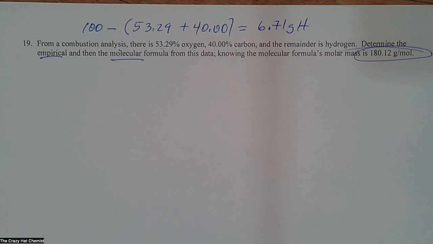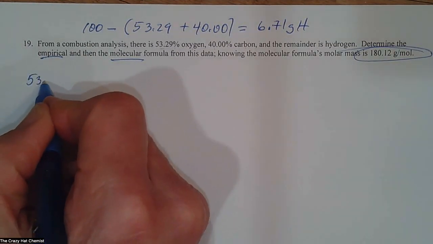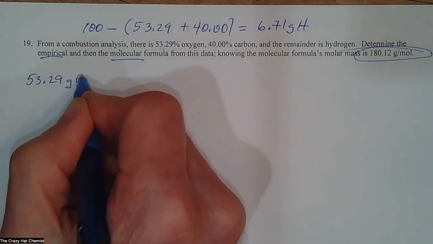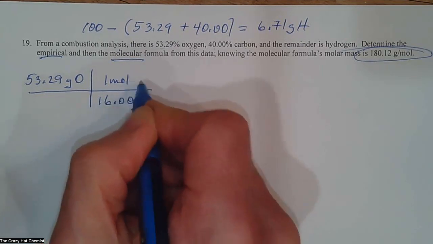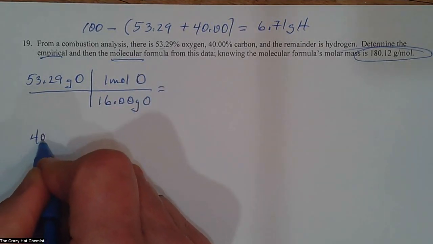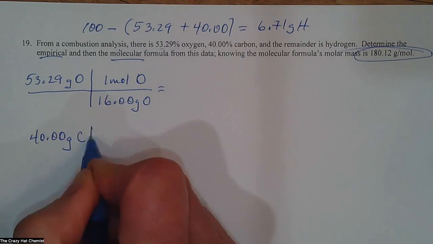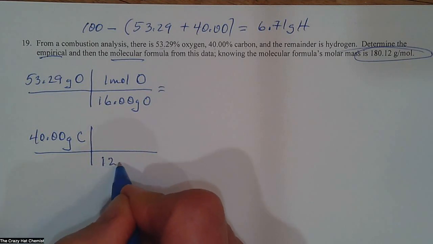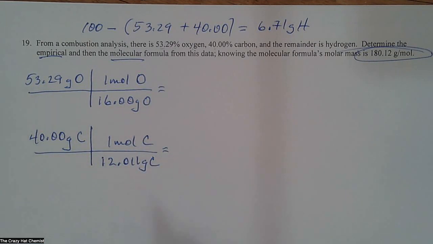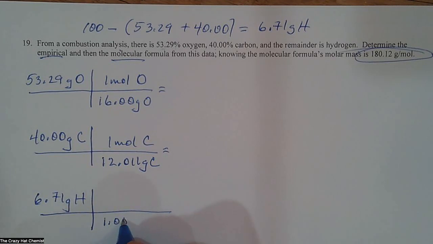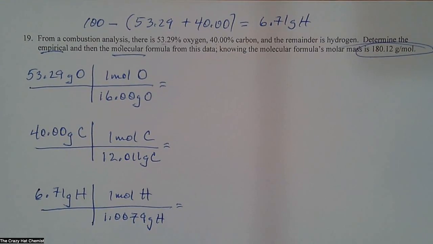All right, let's get banging on this one. So we have 53.29 grams of oxygen. We're going to convert this to moles of oxygen. That's 16.00 grams of oxygen, 1 mole of oxygen. Then we have 40.00 grams of carbon, and that will be 12.011 grams of carbon, 1 mole of carbon. And then we have 6.71 grams of hydrogen. That will be 1.0079 grams of hydrogen, 1 mole of hydrogen. And again, what we're trying to do is get the simplest whole number mole ratio to get the empirical formula.